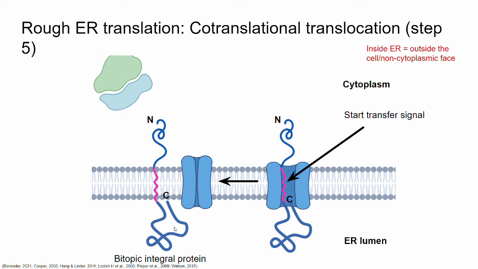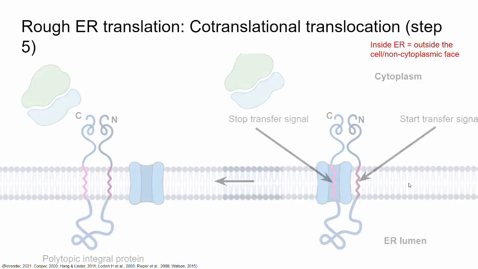Now, as you can see, the end product is a bitopic integral protein, which is similar to the first one that we talked about, but without the cleaving in this case, because it's in the middle, so it won't be cleaved. It will be cleaved only if it's at the beginning. But here, it's an integral part of the protein.